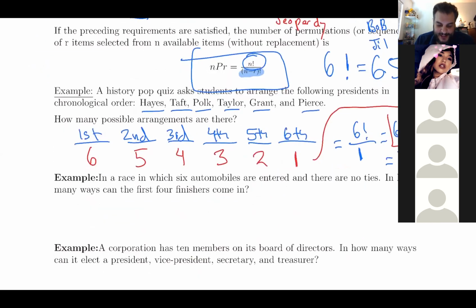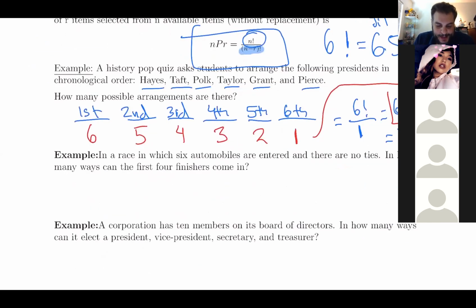All right, so let's move on to this next one. This one says, in a race in which 6 automobiles are entered and there are no ties, in how many ways can the first 4 finishers come in? For this one, how many cars are entered into the race? 6. Cool. So that means N is equal to 6. How many positions do we care about? 4. Yeah, 4. So that's our R.